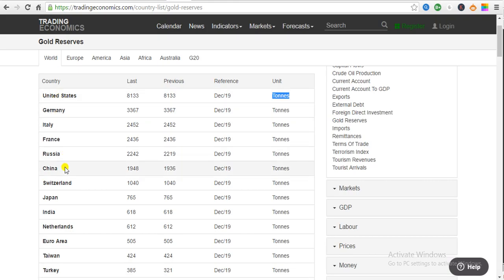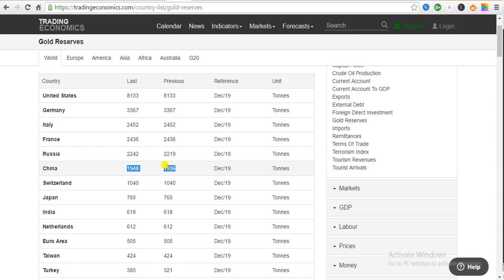Even before it's seen in the US, Germany, Italy, France, Russia, and China, which don't have any of this. And Switzerland is one of the lowest countries at the bottom of the list, who have no natural wealth, but they have a lot of this gold. And as we can see, China is growing its gold reserves.